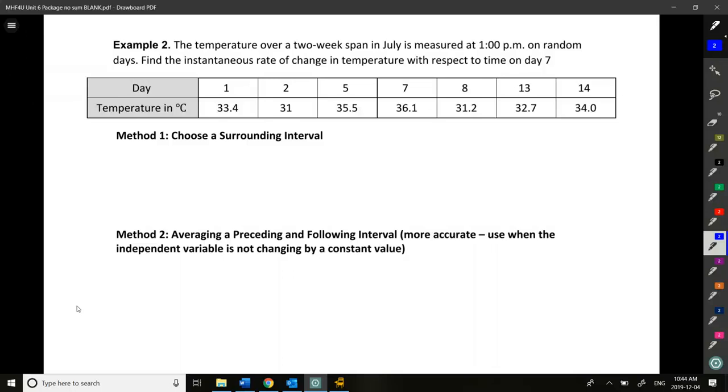I'm going to show you two methods that we can use to do this. The first method is similar to our second method from above, and that would be to take your surrounding interval around day 7 and find the average over that time interval. This is really one of the closest intervals that we can get based on our data to surrounding day 7. So here's what we're going to do.